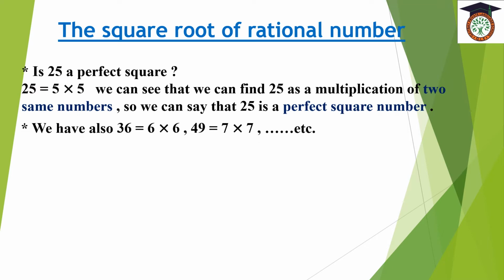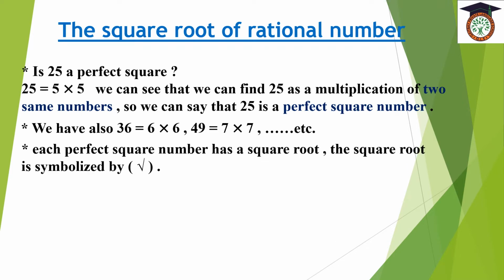Examples, we have also 36 equals 6 times 6 and 49 equals 7 times 7. So if we have a number, this number is a multiplication of two same numbers, we can say that this number is a perfect square number. Each perfect square number has a square root. The square root is symbolized by this sign.